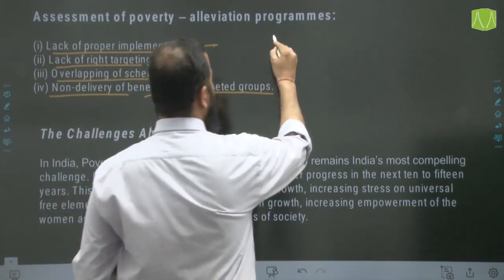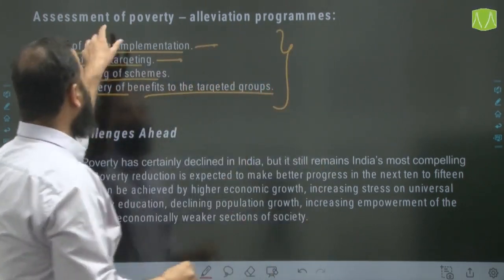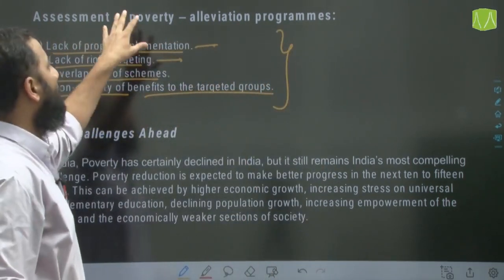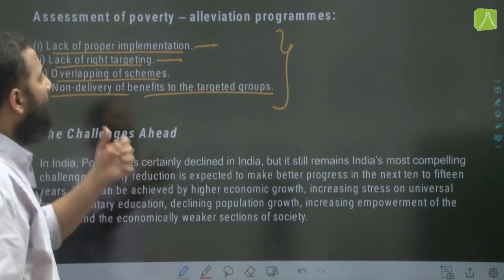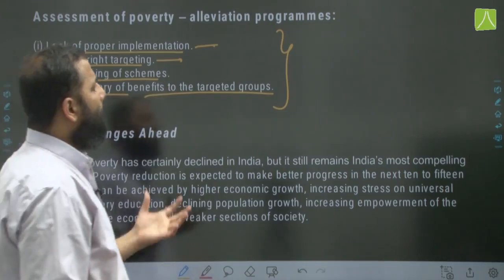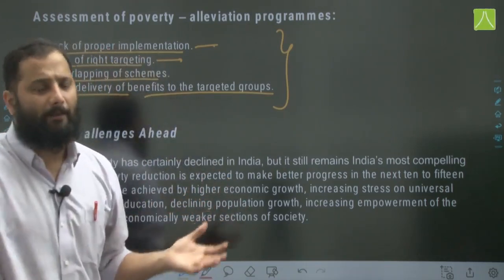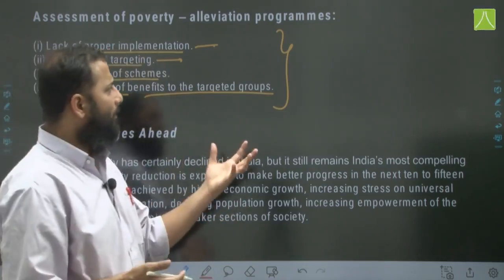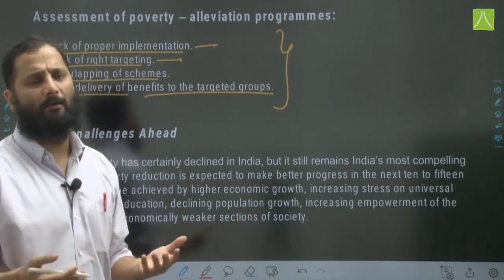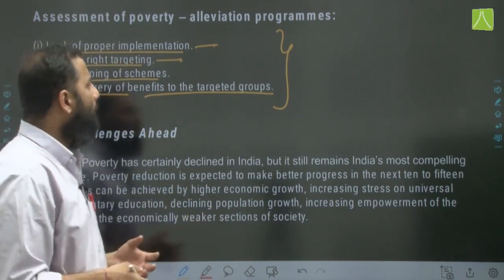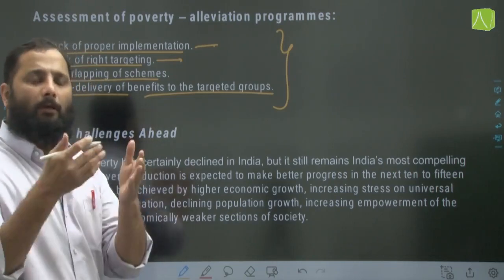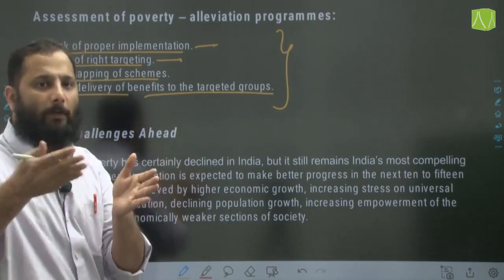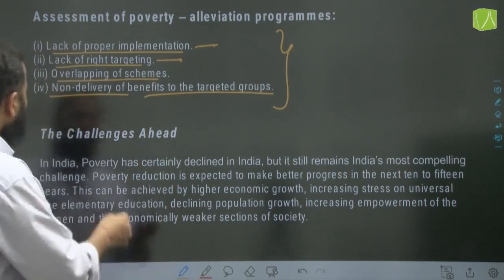So again, these are some of the assessments of anti-poverty alleviation programs, that is, to remove poverty from India, and why poverty has still not been completely eradicated from India. Now, poverty in certain numbers is present in most parts of the world, so India is no exception here, but at least we can bring down the percentage much further.